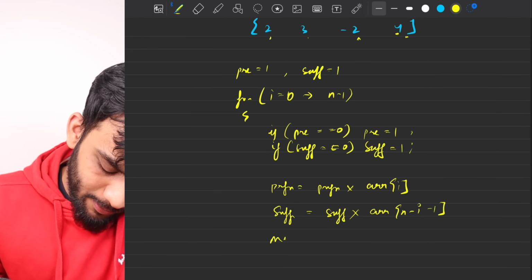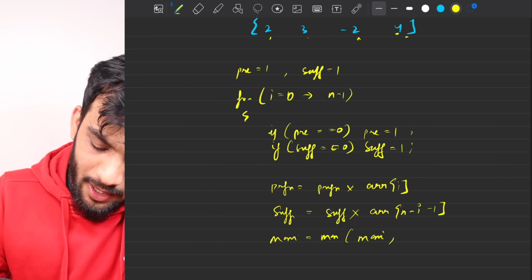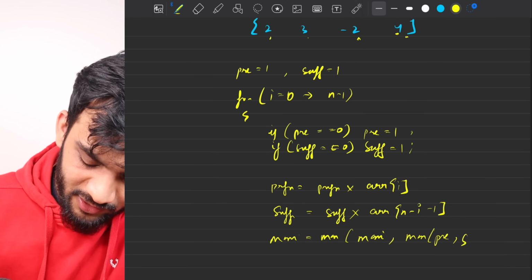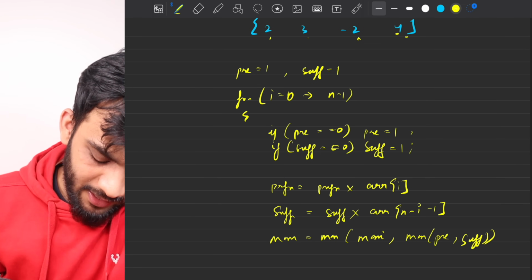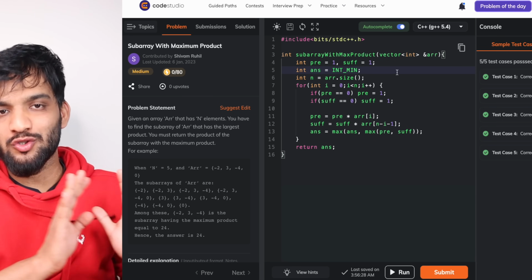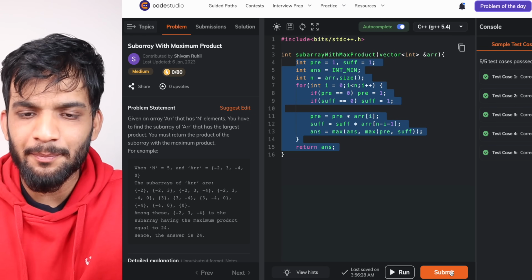And your maximum can be said as max of maxi, comma max of either the prefix will be your answer or from the suffix will be your answer. Quite simple. And this will be it. And you can return your maximum. In case my handwriting was not good, you can look at the cleaner code over here. I've written the cleaner code and it is accepted as well.